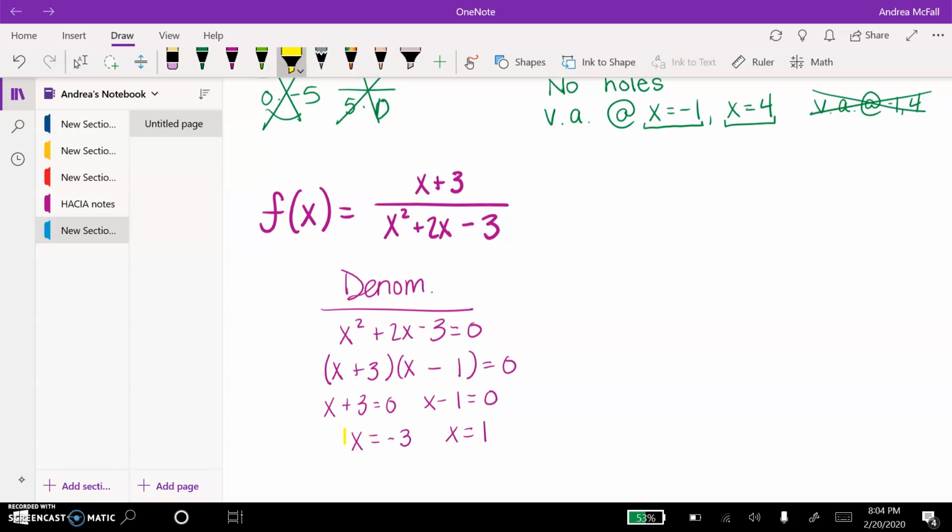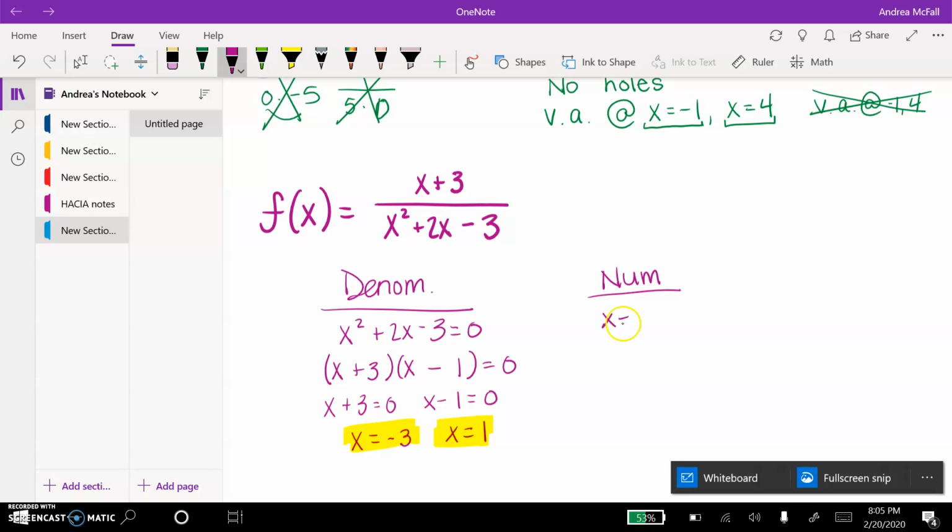So here are my two answers. I know that these are points of discontinuity, but now if it just says find the points of discontinuity, you're done. You've got that part. But if it asks, are they vertical asymptotes, are they holes, that's where we're going to bring the numerator in, and we're going to say x plus 3, that should be a plus, equals 0. And we're going to say, okay, I get x equals negative 3.